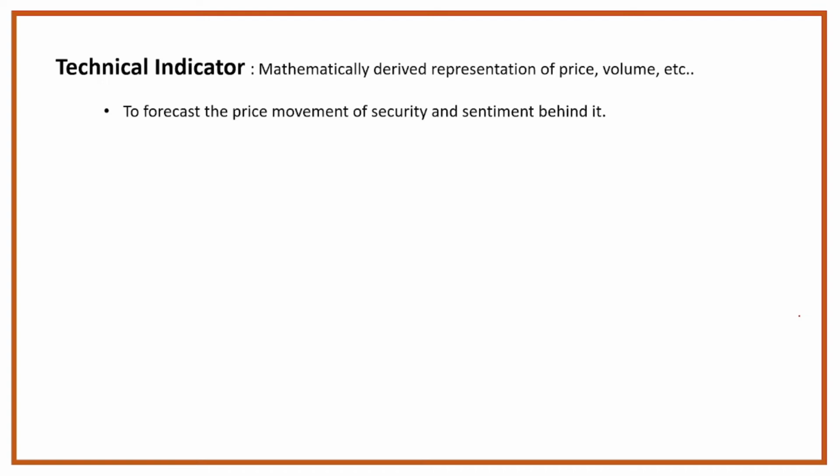Okay. So ultimately, friends, what is the objective of any technical indicator? It should help us in forecasting the price movement of a security and the sentiment behind it. This is also one of the important things that we will concentrate on. So not just the price movement, but also the sentiment behind that.